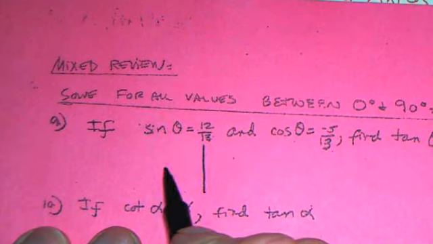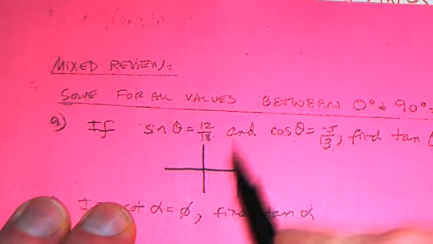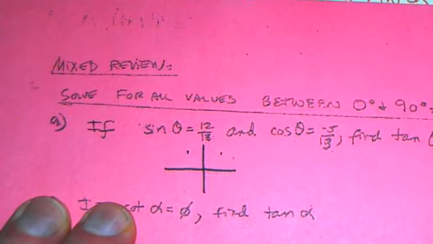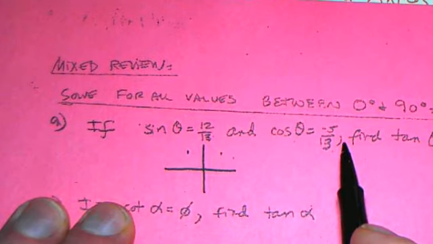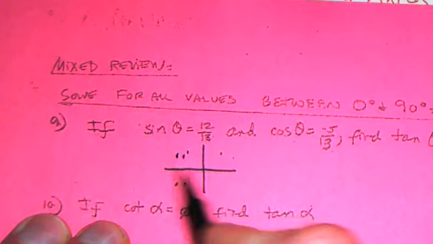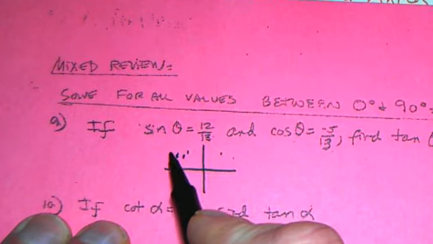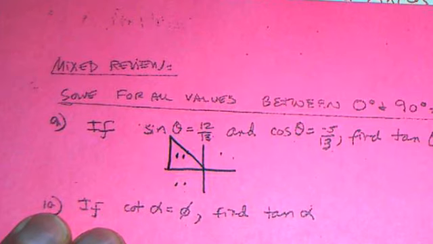Let's see which quadrant it's in. The sine is positive because the 12 is the opposite side, which is positive, so it's going to be in one of those two quadrants. But the cosine is a negative 5, so the adjacent side is a negative 5. Negative cosines are going to be where the x is negative on the x-axis. So the place where they're both true is going to be in this quadrant here. So this triangle needs to be drawn in the second quadrant.